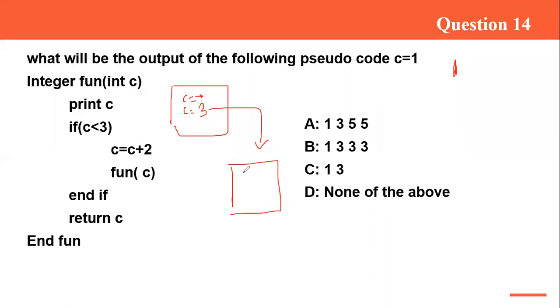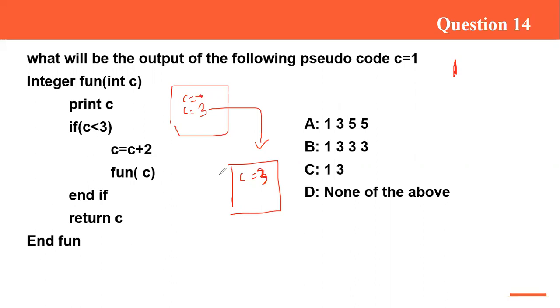Now in this function, C value is 3. Now 3 less than 3. Is it true? 3 less than 3 is what? False only, right? 3 less than 3 is true or false? False, right? Then why did you get 1, 3, 3? I didn't understand that. 3 less than 3 is what? False. So as it is false, it will come out of the if. Out of the if, what is there? Directly return. Are we printing only 1, right?